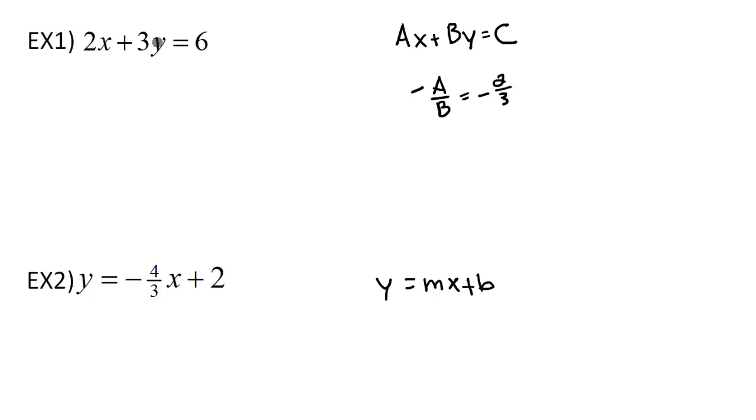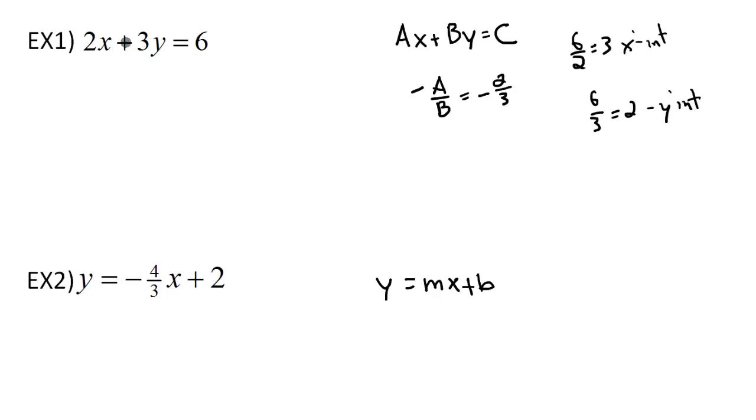And then if you wanted to find the x-intercept, that's going to be c over a, so it's going to be 6 over 2. So the x-intercept is going to be 3. And then my y-intercept is c over b, and that's going to be 6 over 3. So 6 over 3, that's the same as 2. That's going to be the y-intercept. So that's some information taken from this standard form of a line.